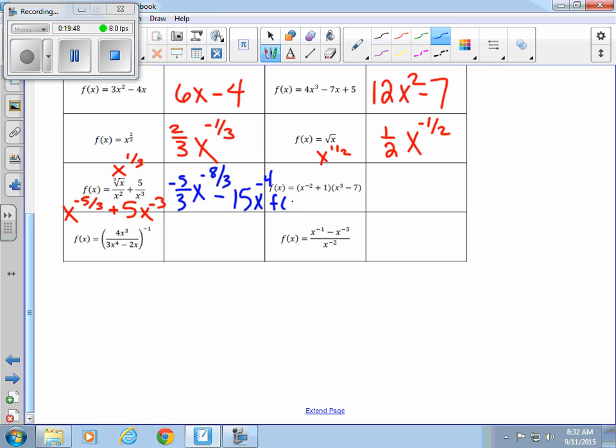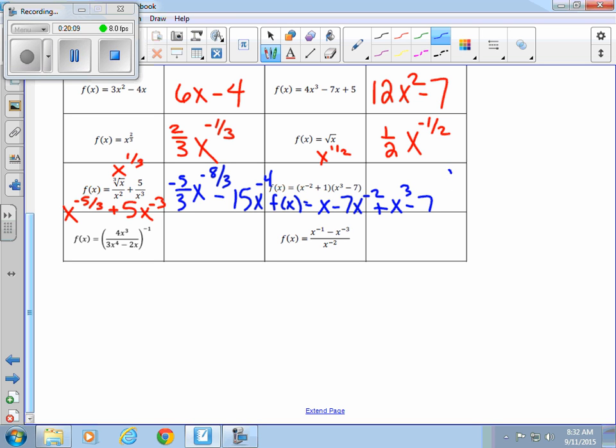So f of x would be x to the negative 2 times x cubed. How do you do that? Add the exponents, so you just get x. Outer, I would get negative 7x to the negative 2. Inner, I would get x cubed. And last, I would get minus 7.